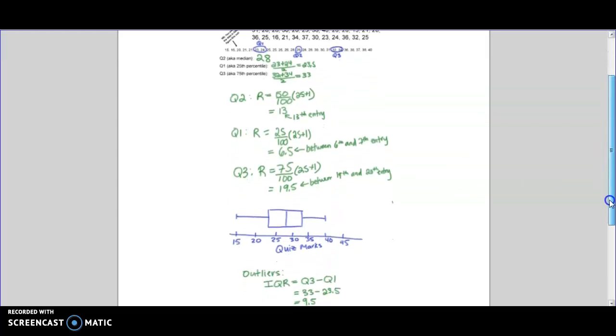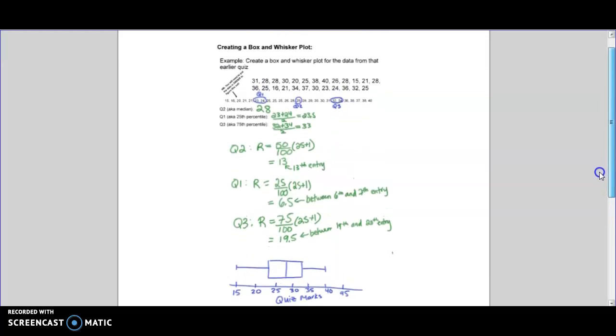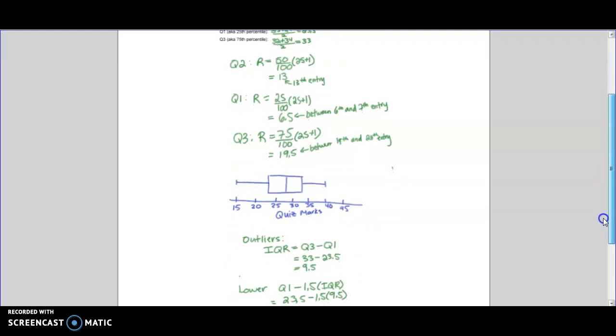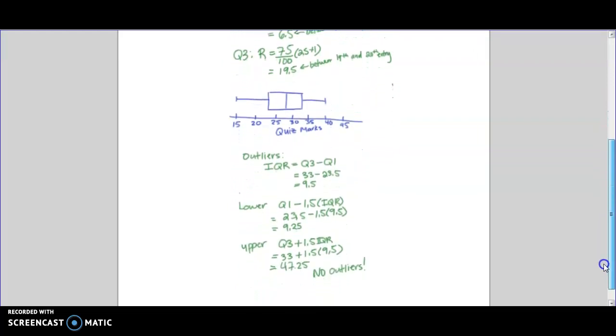I don't think it was asking us for outliers, but let's say the question did say, are there any outliers, and we needed to show proof whether there are or there are not. So again, as discussed earlier, to figure out our outliers, we need a couple of things. First off, we need to figure out the interquartile range. Remember the interquartile range is the range of the middle half of your data. So Q3 minus Q1, basically the range represented by that entire rectangle. So Q3 minus Q1 gives me an interquartile range of 9.5.